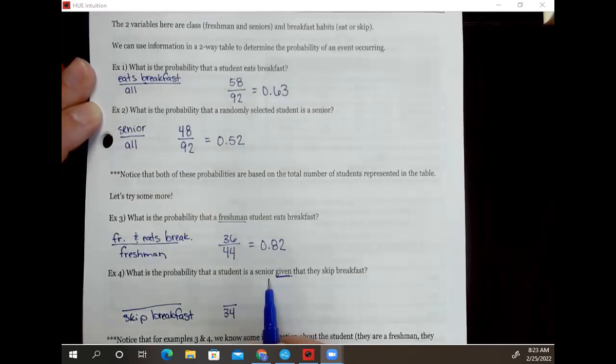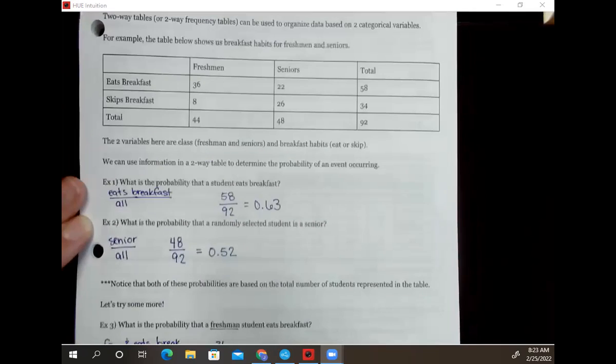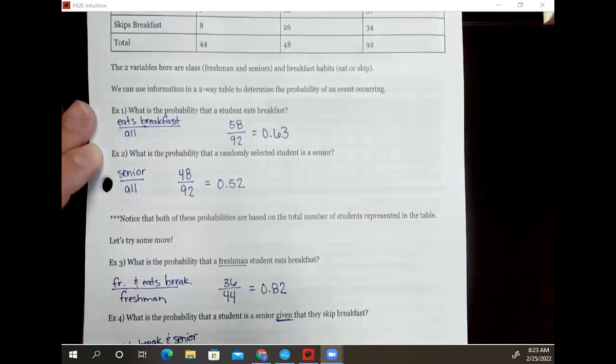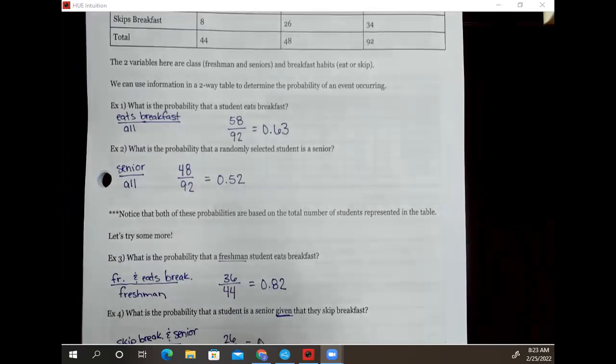Okay, so again, I need to be careful here. I'm not picking all the seniors. I have to go to that skip breakfast column or row, I guess, and make sure that I'm selecting only the seniors. So skip breakfast and as a senior, that's 26. So 26 out of 34 gives me 0.76.